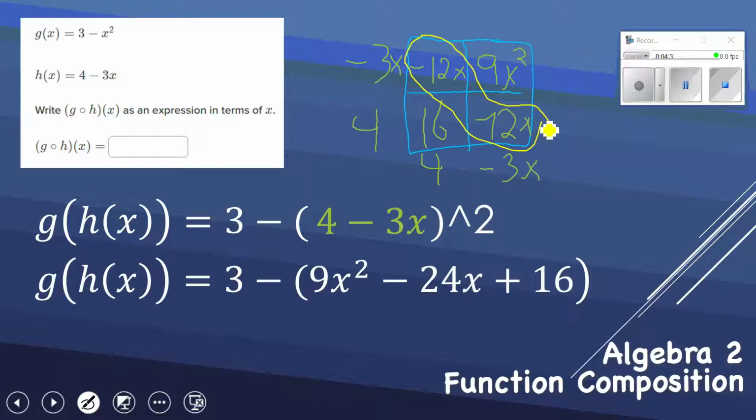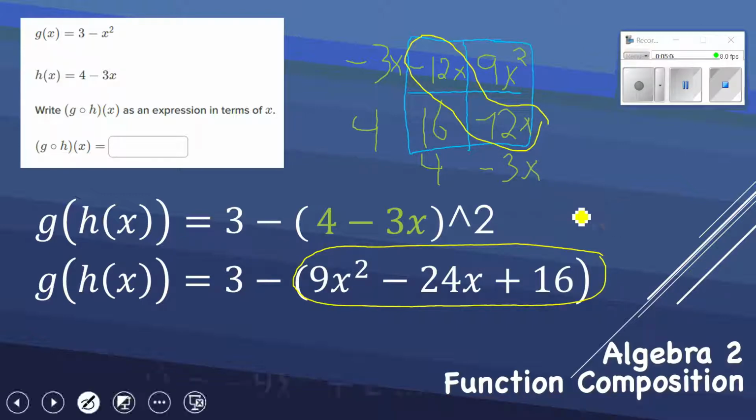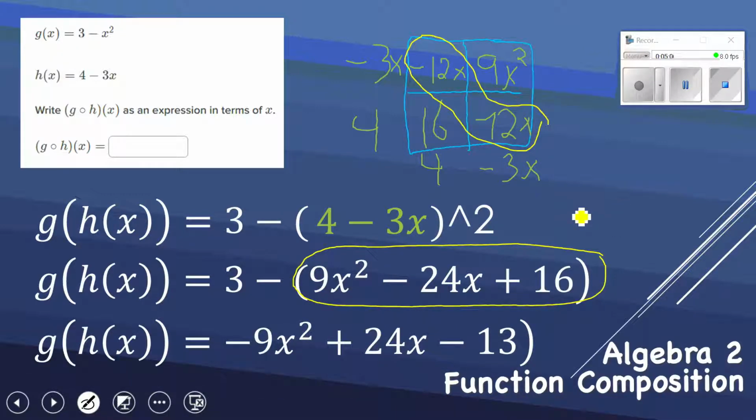Okay, so we have plugged 4 minus 3x into our rule. We've taken care of the squared part, and we've rewritten it. And we have to be real careful at this stage because it says 3 minus this rule. So we're doing 3 minus whatever we got for the x squared part, which is here. Okay, so our last stage is just to combine any like terms. The only like terms we have is 3 and minus 16. Now we do have to apply this negative to everything in the rule there. So we have g of h of x equals negative 9x squared plus 12x minus 13.